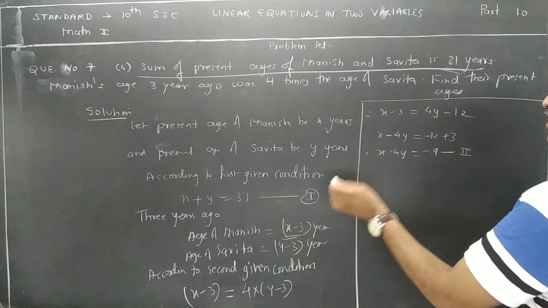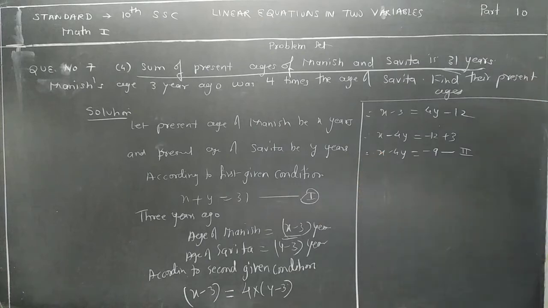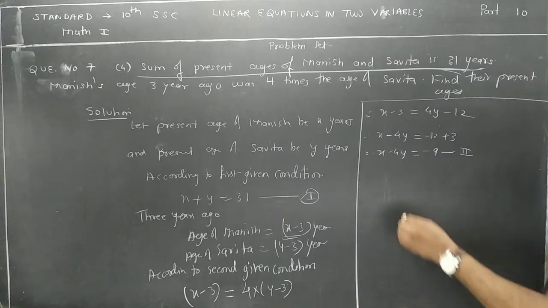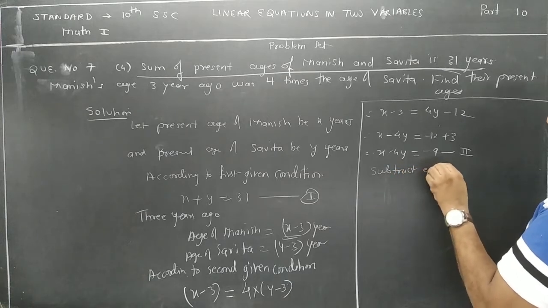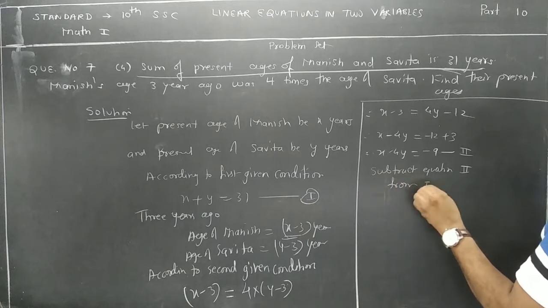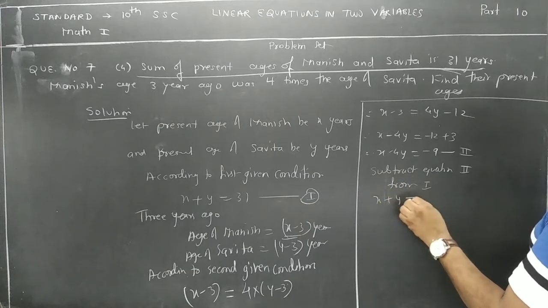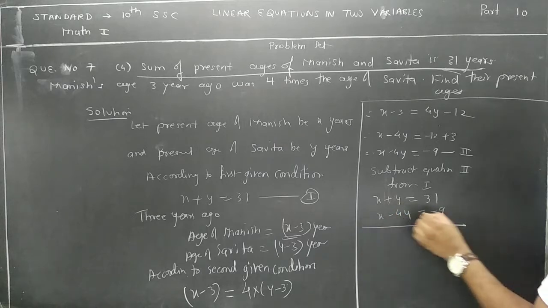Now this is equation number 1, this is equation number 2. Here also x plus y is equal to 31, x minus 4y is equal to minus 9. So we'll just subtract the equation. Subtract equation 2 from 1. What is equation 1? x plus y is equal to 31. x minus 4y is equal to minus 9.